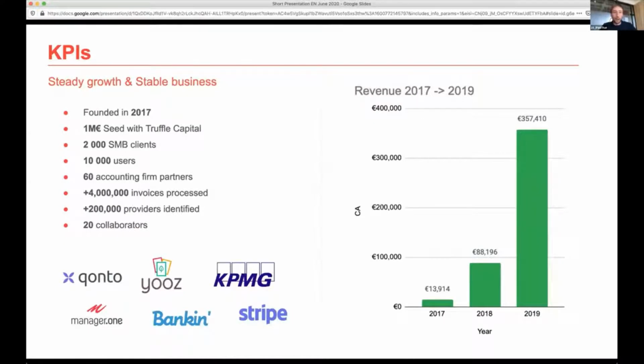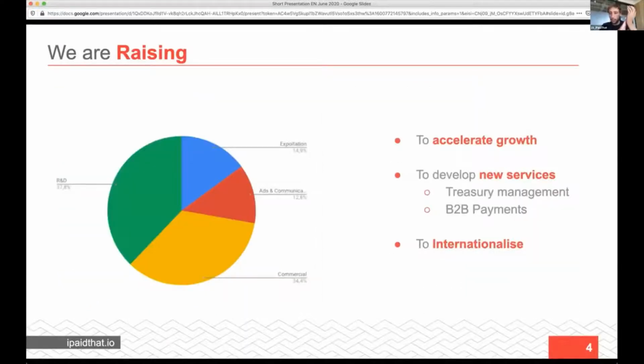It's been 3 years, we were founded in 2017. We quickly raised a 1 million seed round, and we are now 20 collaborators and 2,000 clients in France. We are planning to raise again next year to accelerate growth, to internationalize, and also to add new products with the same concept of getting more insight from the merging of invoices and transactions.